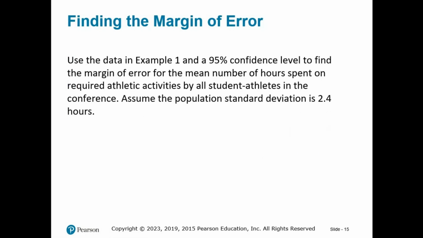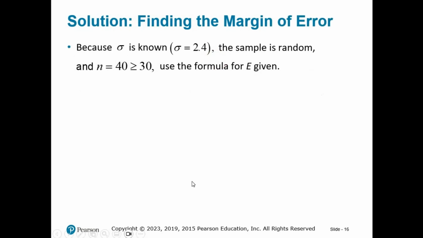Use the data in example 1 and a 95% confidence level to find the margin of error for the mean number of hours spent on required athletic activities by all student athletes in the conference. Assume the population standard deviation is 2.4 hours. Okay, it's important to note that we're working with a 95% confidence level here. Because sigma is known, and they said the sample is random, and the sample size is greater than or equal to 30, it's 40, we can use the formula for E, or margin of error.